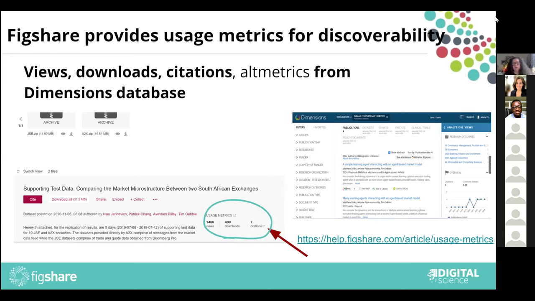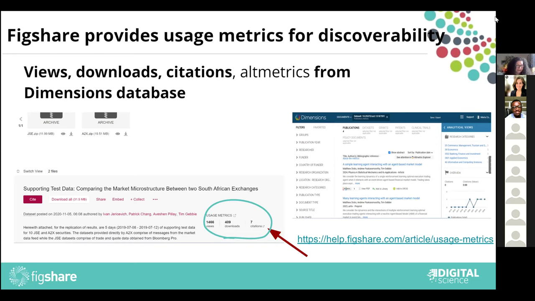So that's why it's super important to have a DOI to start with. Figshare imports the citation data from Dimensions on a weekly basis. So sometimes it appears automatically, but it might be that you see a different citation number. Sometimes the import happens every week.